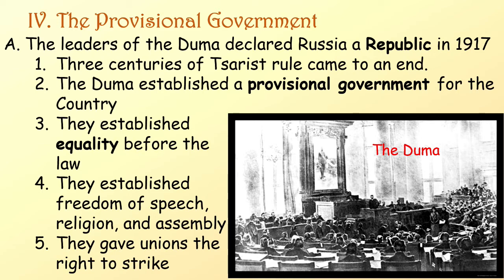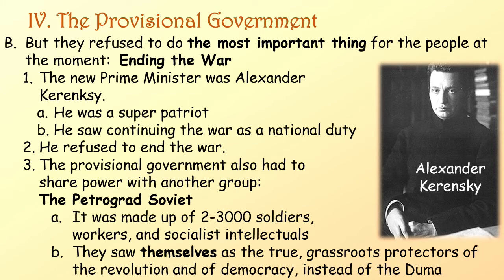The Duma established a provisional government for the country. They established equality before the law. They established freedom of speech, religion, and assembly. And they gave unions the right to strike. But in spite of all those good things, they refused to do the most important thing for the people at the moment, which was ending the war, getting the country out of World War I.